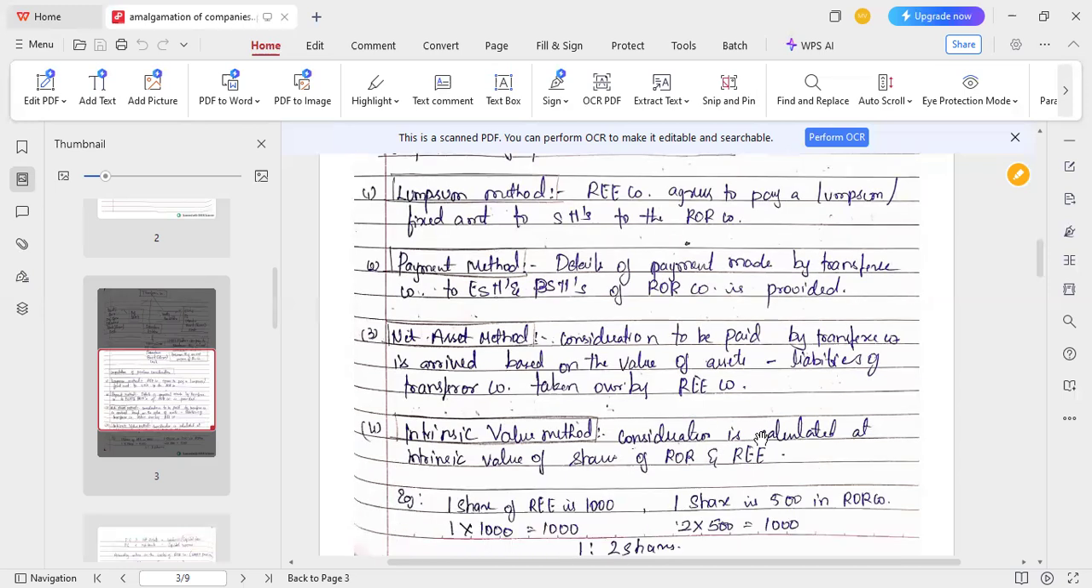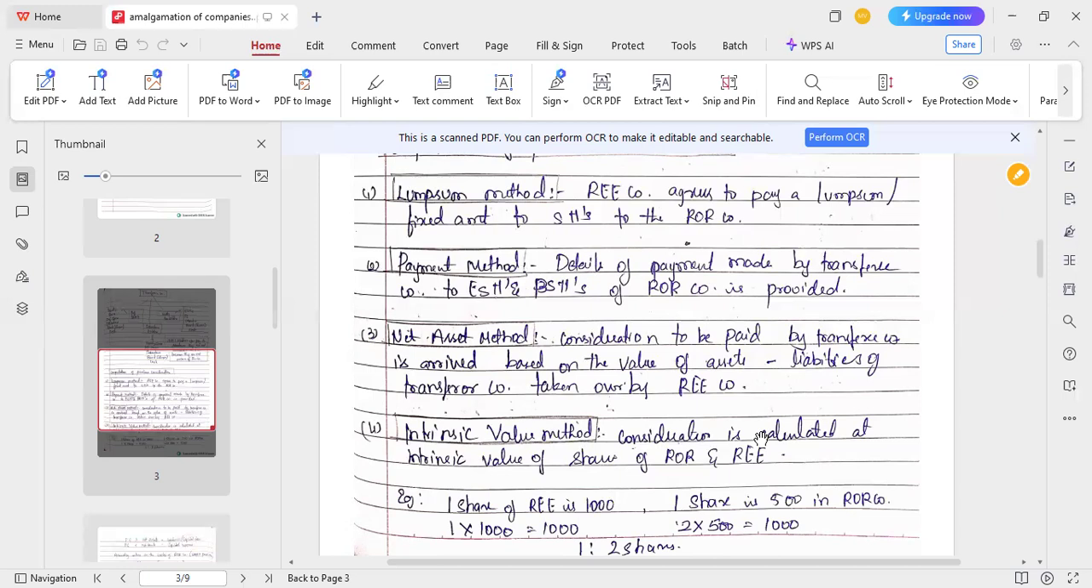In the lump sum payment method, the amount which the consideration needs to be paid will be already shared by the transferee company with the transferor company. So in examinations also, the purchase consideration amount, say maybe 20 lakh, 30 lakh, it's just an example, will be given in the question itself. A lump sum amount, a fixed lump sum amount, not in part payments or in shares or debentures or preference shares.